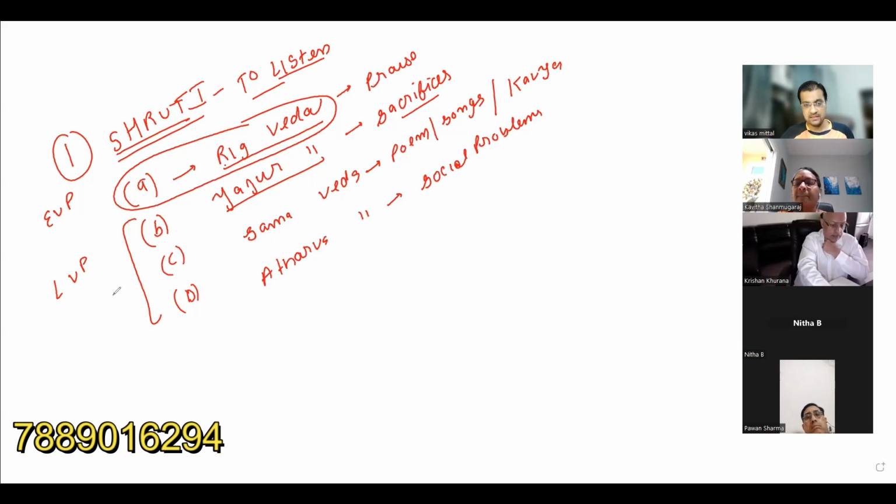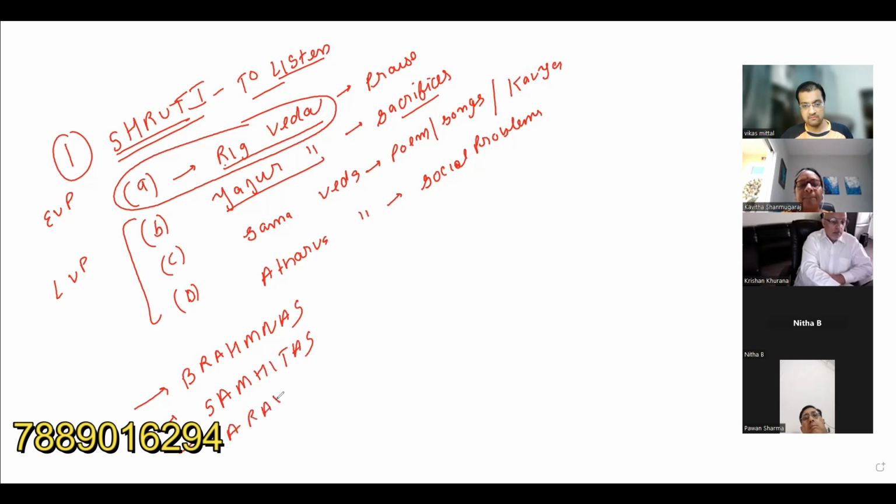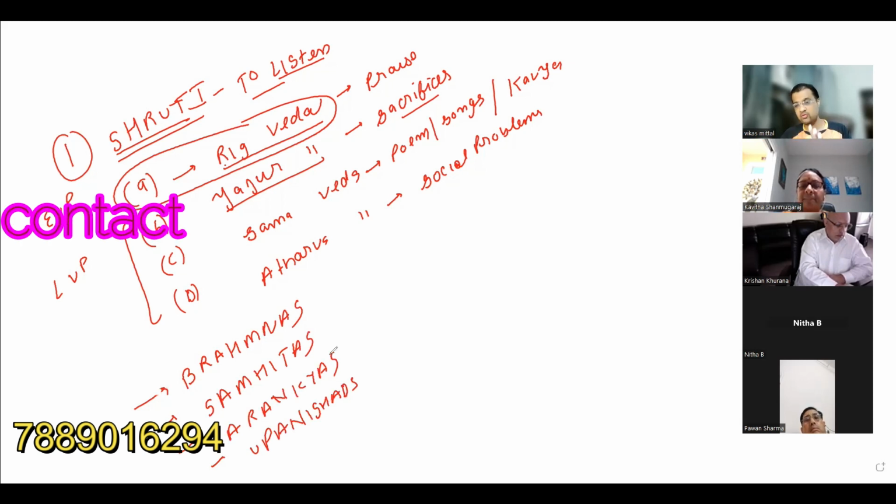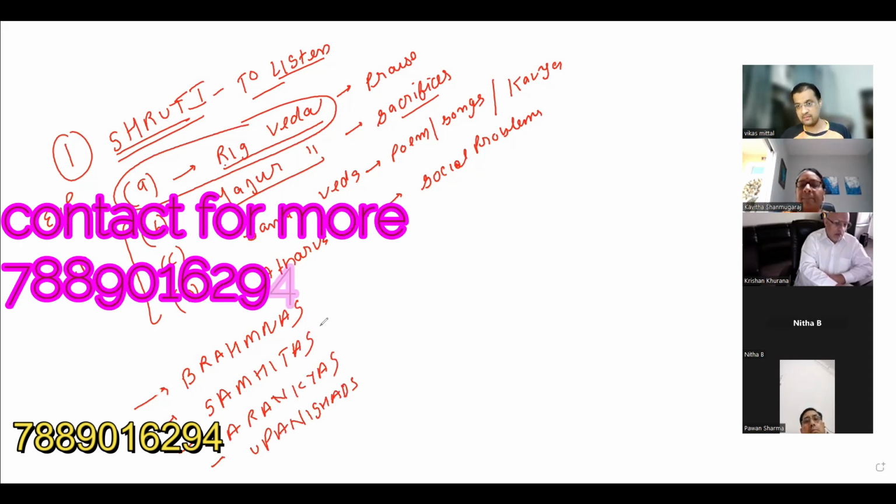And then all these have their 4 parts. One is Brahmanas, Samhitas, then Aranyakas, and Upanishads. Till now, there is no Jyotish, there is no Vastu. This is the origin of things.